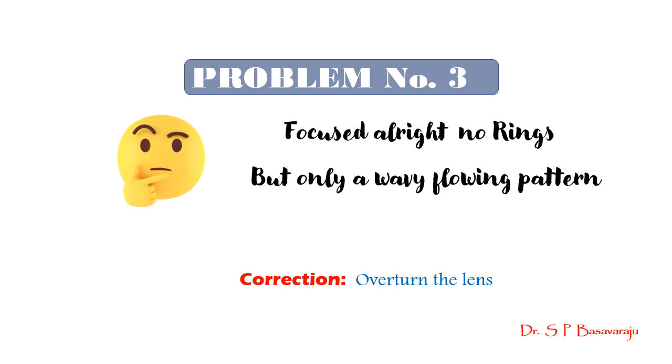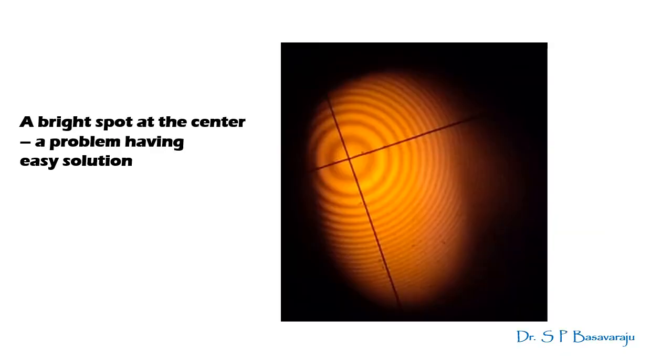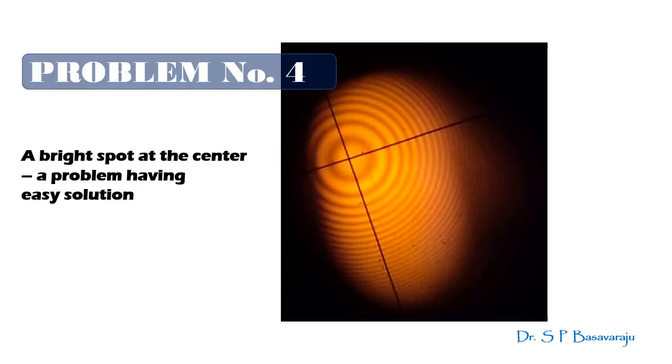However, check whether the central spot is dark. That's what it should be. But instead, if it's a bright spot surrounded by a dark circle, then it is not the right one. That's our problem number 4. It may look like this, a central bright spot in the ring system. Nothing to worry. You can easily correct it in a matter of seconds.